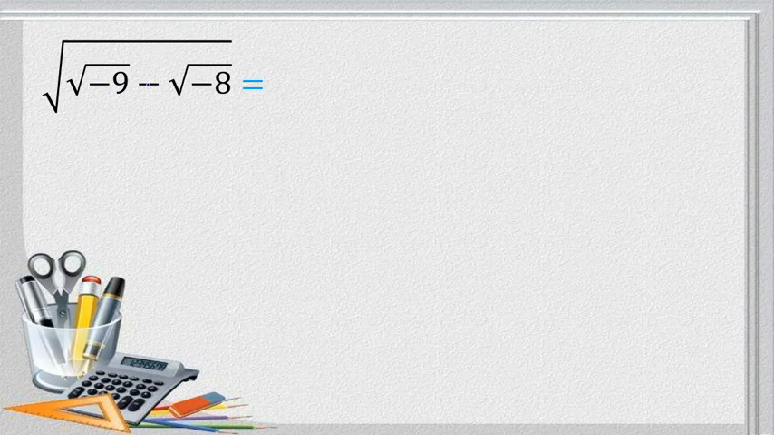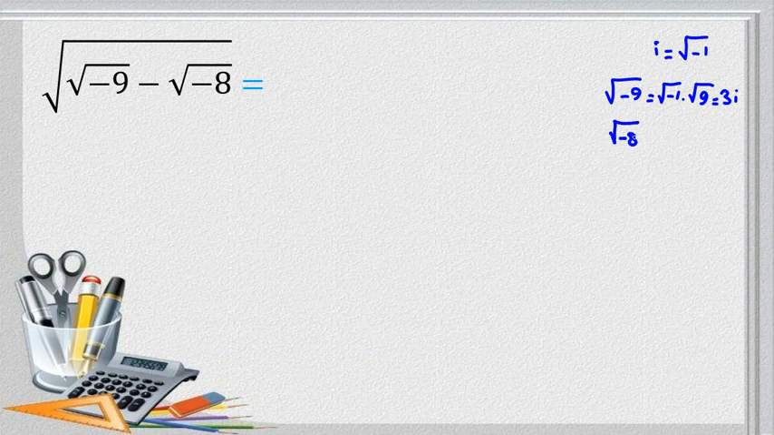Square root of negative 9 minus square root of negative 8 is what? So first we define that i equals root negative 1. Now we can say square root of negative 9 equals square root of negative 1 times square root of 9. Square root of 9 is 3. Square root of negative 1 is i, so 3i.